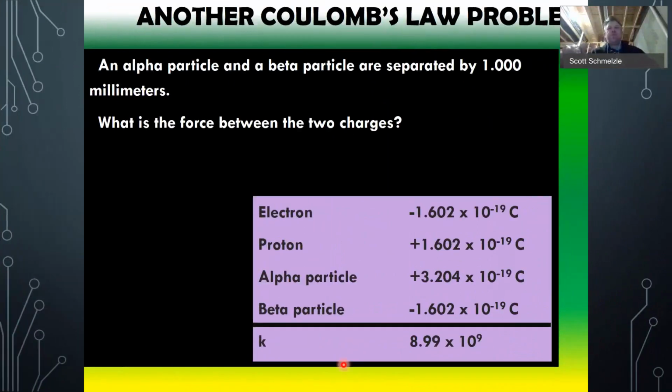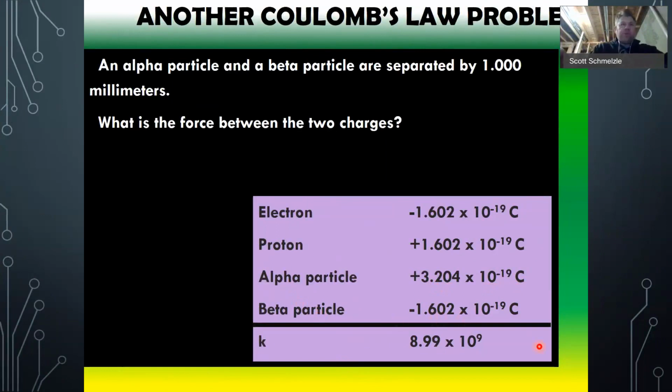All right, so another Coulomb's law problem for us. I want you to pause the video and try and run this one yourself if you can. So try this out. An alpha particle and a beta particle are separated by 1 millimeter. What is the force between the two charges? You'll notice here, there's my alpha particle. It's basically 2e. A beta particle is simply an electron.